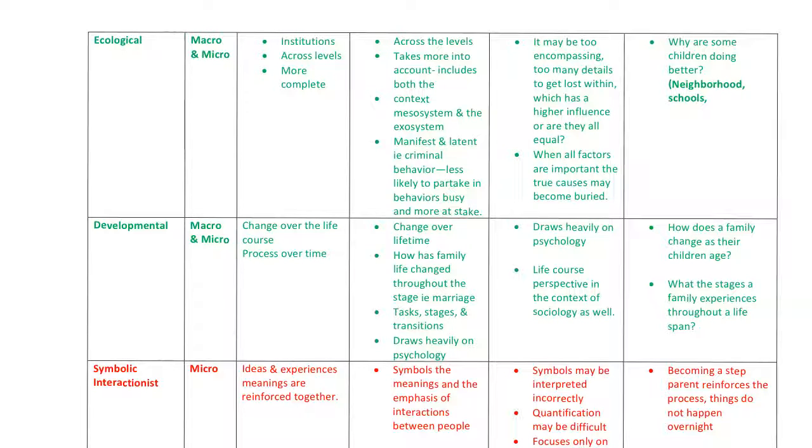Then you have the developmental aspect of the family systems theory. The developmental theory is basically how things change over the life course. How does a marriage change over a child's life course? How does a child's life change as a marriage maybe deteriorates, and how does time impact that? Some of the research questions would be, how does a family change as their children age? What are the stages a family experiences throughout their lifespan?